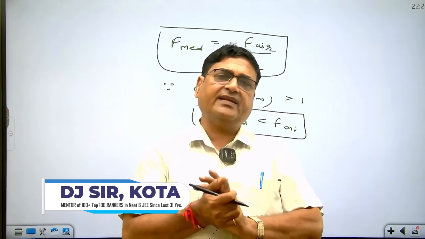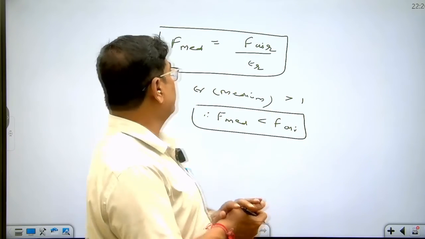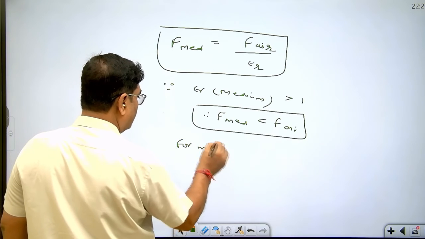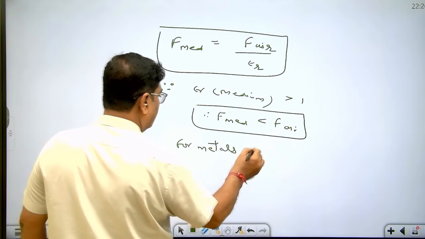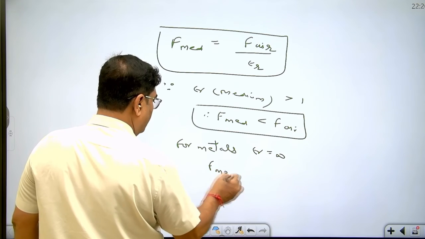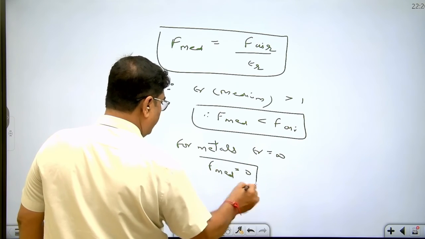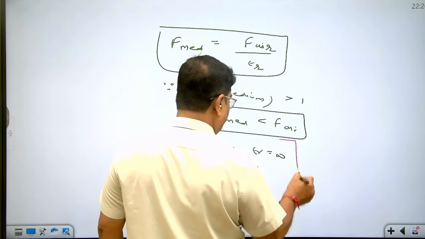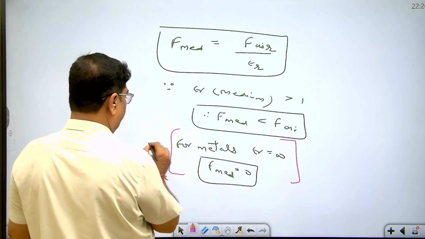And if you place a conducting metal between the charges, for metals the value of epsilon r equals infinity. In the presence of metal, the electrostatic force between the two charges Q1 and Q2 will become 0. This is also a very important point.